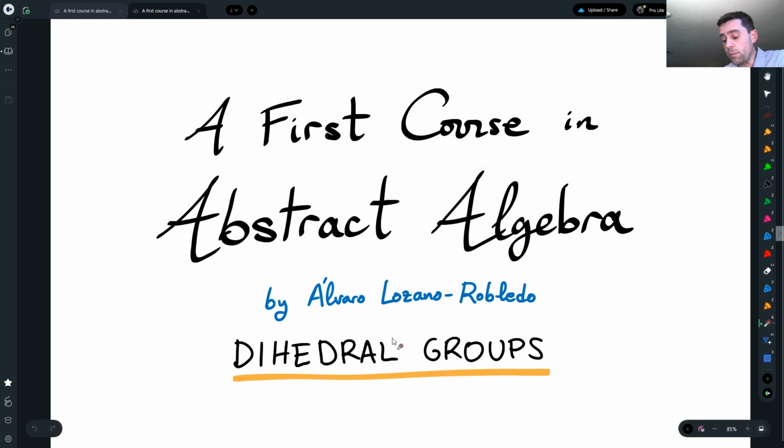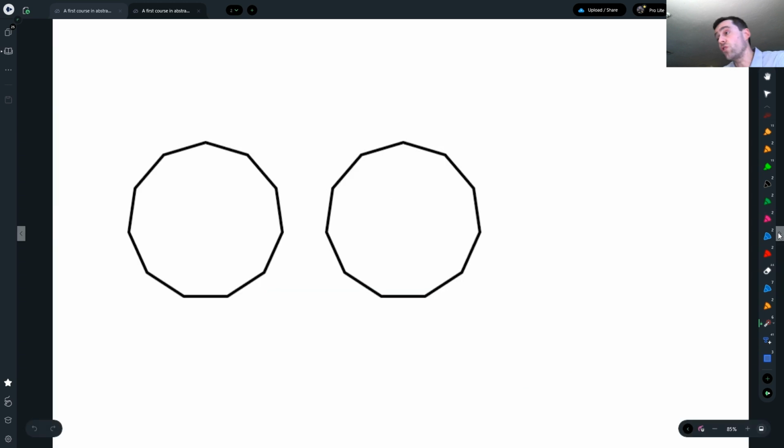Today we're going to talk about another type of subgroup of a symmetric group, the dihedral groups. We've talked about symmetric groups, we've talked about the alternating group, and now we talk about dihedral groups, which is sort of like closing a chapter in our lives, because we started talking about symmetric groups because we were talking about symmetries of polygons.